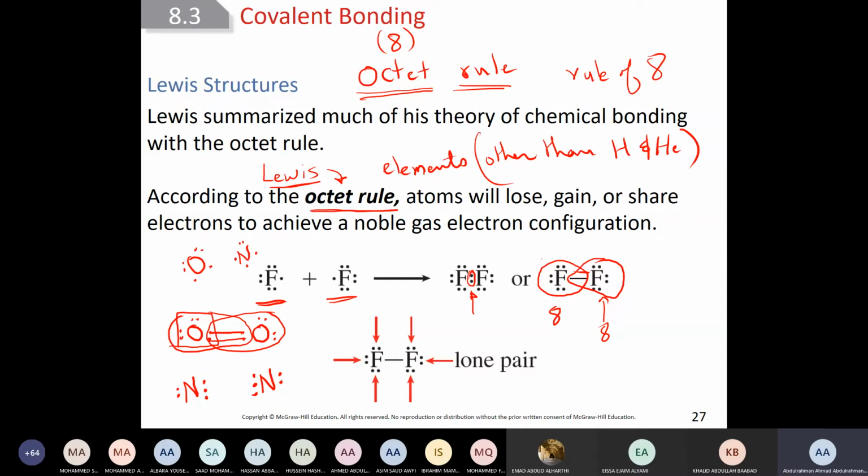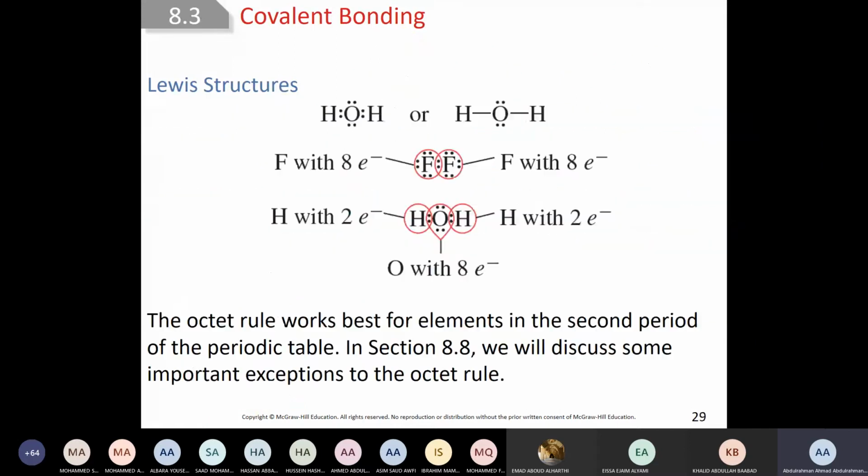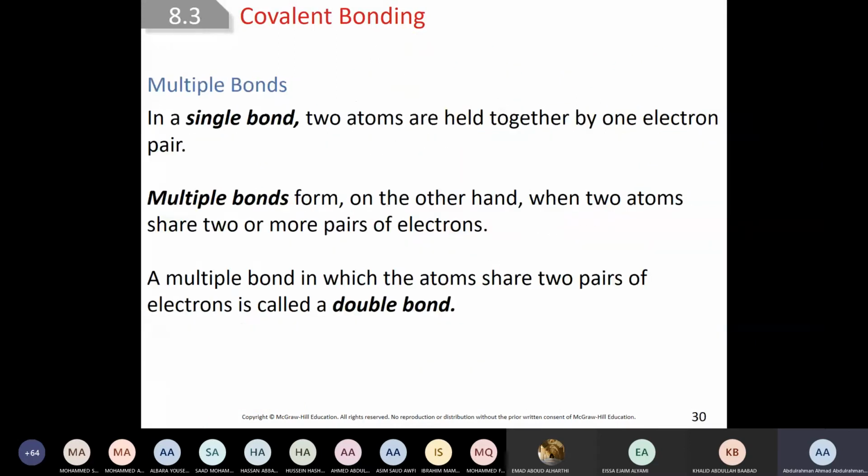And then I will bond these 2 electrons together like this. Now, how many electrons around this nitrogen? 8. And this nitrogen also has 8 electrons around it. Clear? Good.